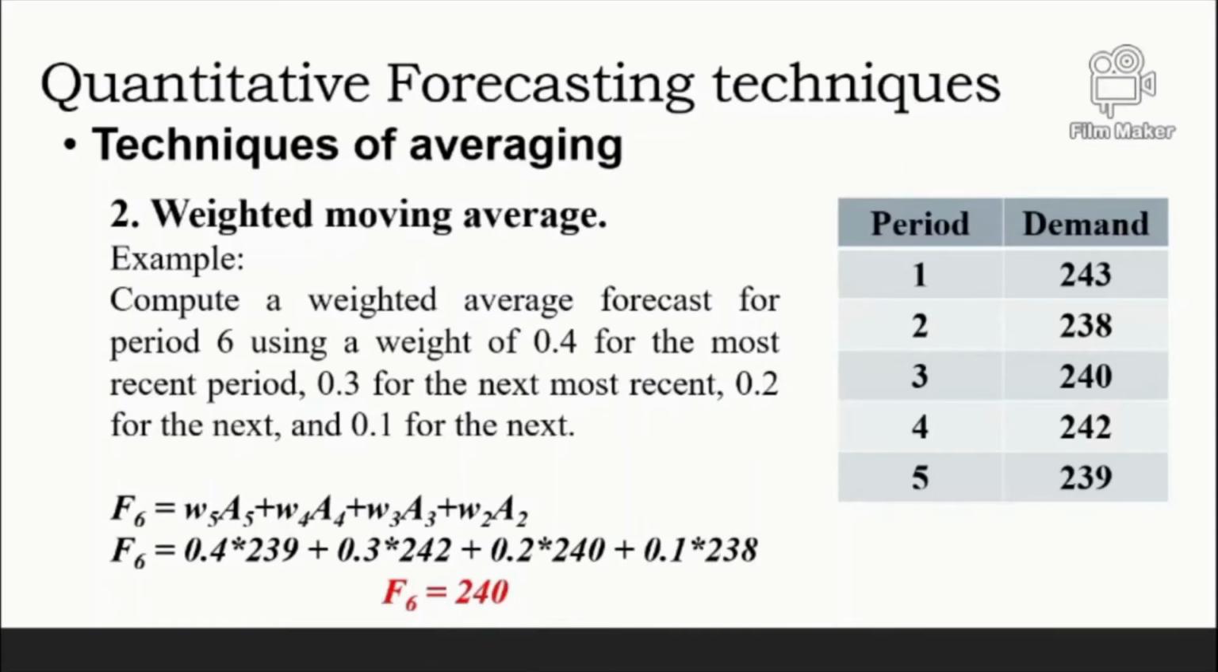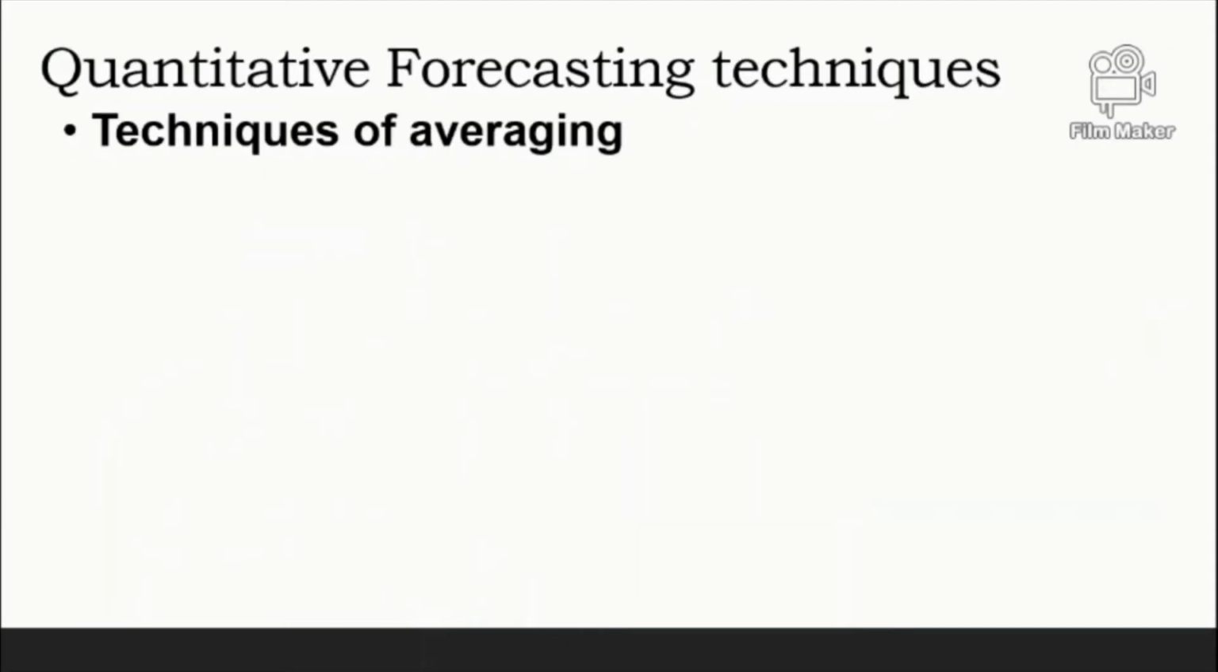The advantage of a weighted average over a simple moving average is that the weighted average is more reflective of the most recent occurrences. However, the choice of weights is somewhat arbitrary and generally involves the use of trial and error to find a suitable weighting scheme.